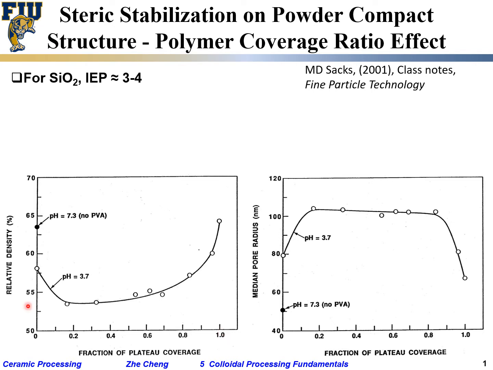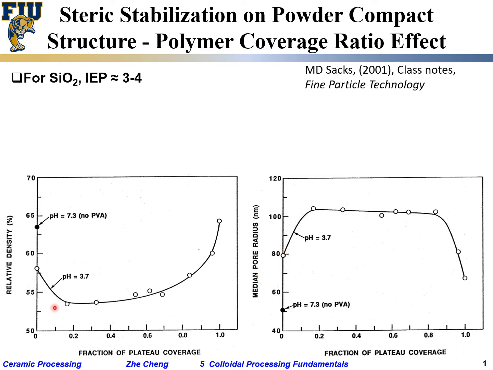Okay, let's first focus on pH equals 3.7 for both plots. pH equals 3.7 means we are very close to what? The IEP, zero charge. On the surface, we don't consider electrostatic charge effect. Okay, so what we see is that as we increase the polymer coverage on the surface, initially, what happened? The density becomes lower, or the porosity becomes higher.